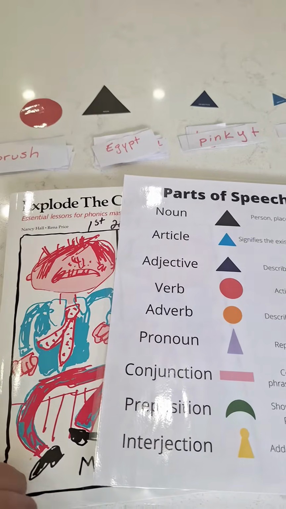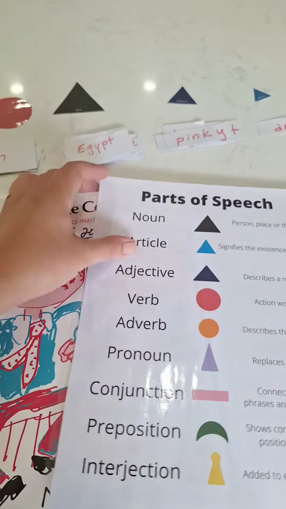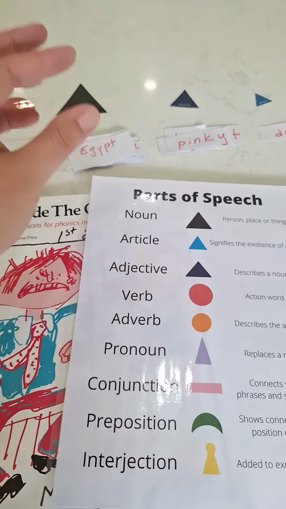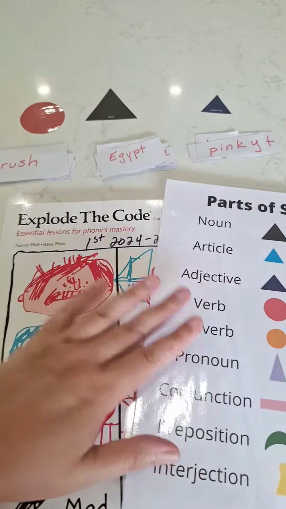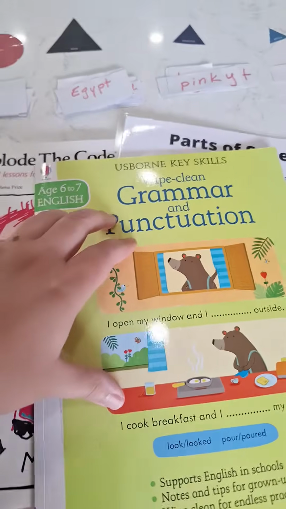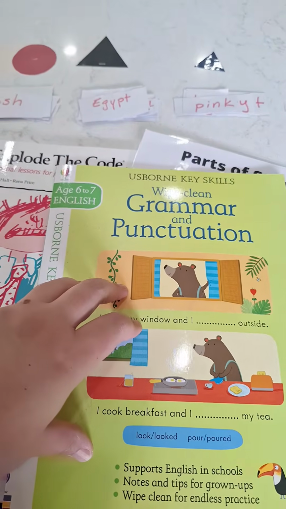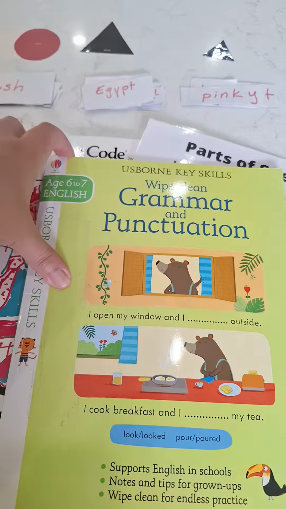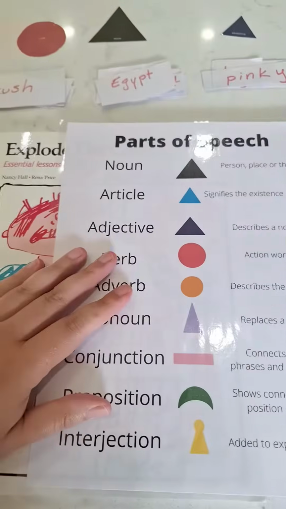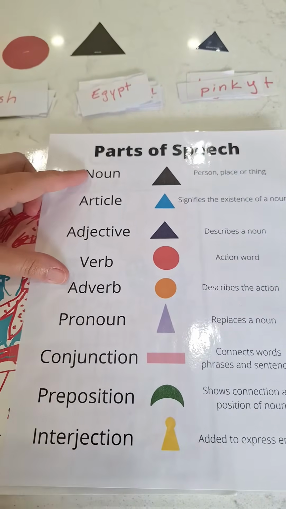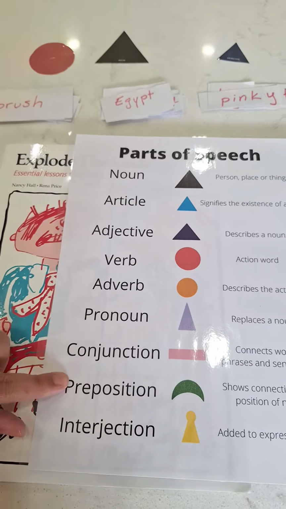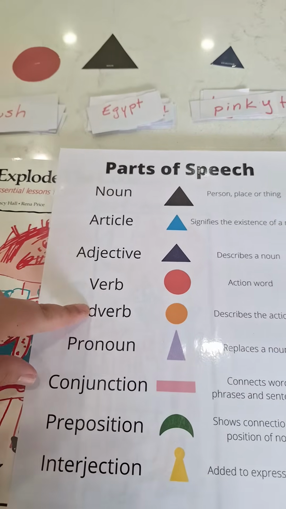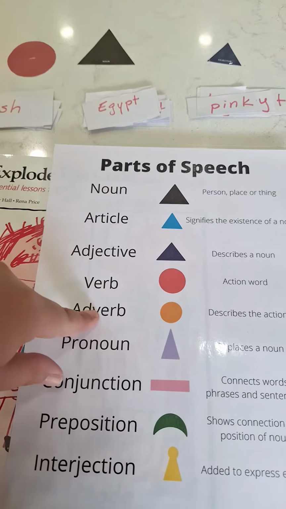Well, hey guys, the other day I shared some free resources on Montessori parts of speech, and there was a little bit of interest, so I wanted to share how I'm using it with Explode the Code. Throughout this year, I've been using this book, Wipe Clean Grammar and Punctuation, to help my daughter learn about grammar and punctuation. The parts of speech that we've learned so far have been the noun, article, adjective, verb, conjunction, and some prepositions. We haven't learned the adverb yet, but we're going to do that this month.